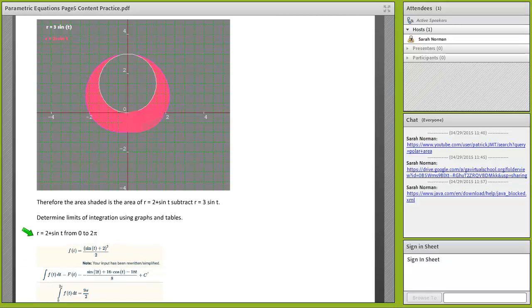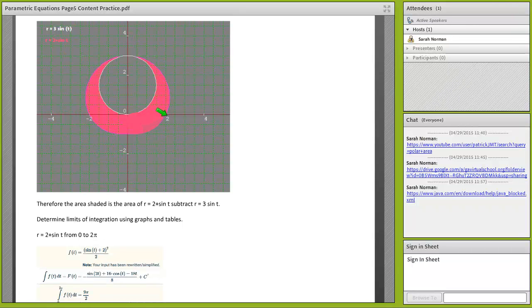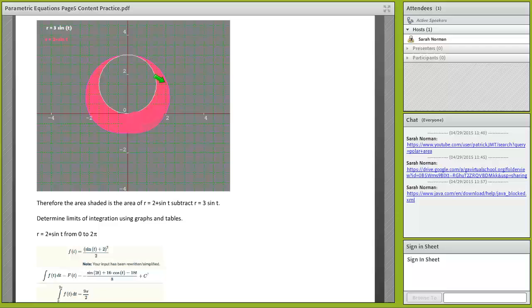If you were to make a table and graph, let's look at the first one, which is r equals 2 sine of t from 0 to 2 pi. If you were to actually make a table for that, you would see that starting here at the origin, it would give you from 0 to 2 pi each of these points all the way around without repeating any r values.